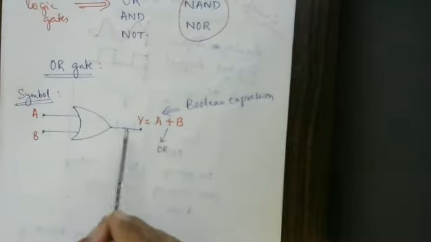Write the Boolean expression for OR gate. Y is equal to A or B, means A plus B, where plus represents OR. This is the Boolean expression. It carries 2 marks. The symbol carries 1 mark. You have to write the complete thing. This is the symbol with A, B, Y is equal to A plus B. A plus B means A or B. This is the circuit symbol with input and output. This itself carries 2 marks.